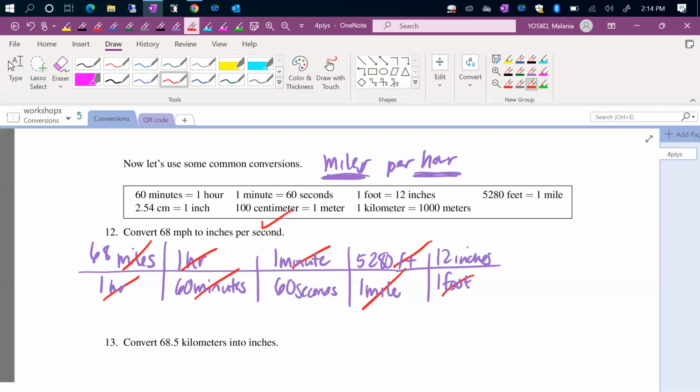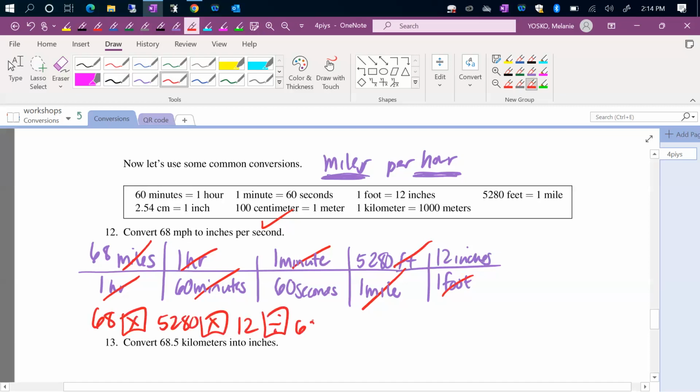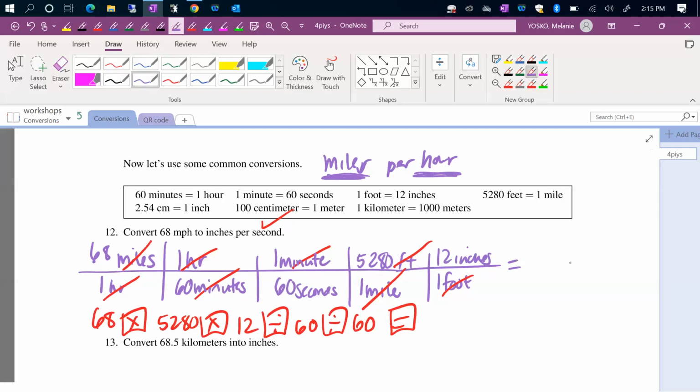Okay, then I'm gonna type this in a calculator. I'm gonna do 68 times 5280 times 12 divided by 60 divided by 60 equals. Just take all the numbers, multiply across the top, and every one that's in the bottom, hit the divide first, then hit that number. Divide first, then that number. And what do you get? Leave it as a decimal. Round it to 2 decimal places.